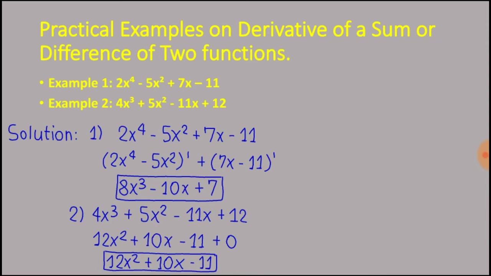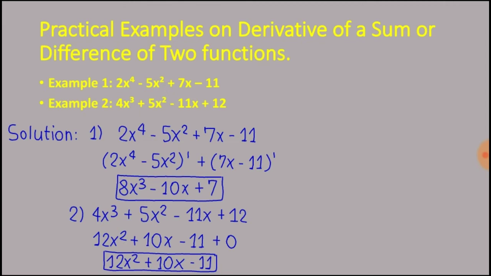So let's differentiate it here. We use the rule n times x to the power of n minus 1. So it must be 8x cubed, minus 5x squared gives 10x. Then for the next term, the derivative of 7x minus 11: 7 times x to the power of 1 minus 1 is 7 times x to the power of 0, and x to the power of 0 is 1, so 7 times 1 is 7. So the correct answer is 8x cubed minus 10x plus 7. But 11 is a constant, so it becomes 0.